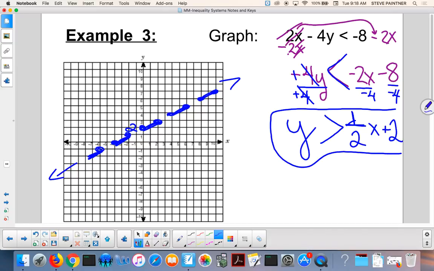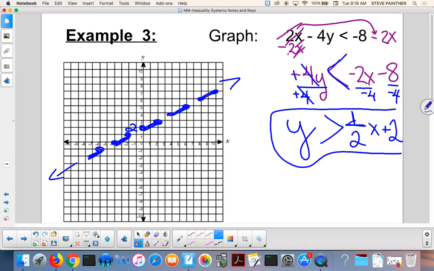Oh, by the way, a broken line means what? Do all these points work? No. None of the points work, because these points would make the left side equal to the right side, and I don't have an equal sign. So where are the points that work? Below it or above it? Above. How do you know?